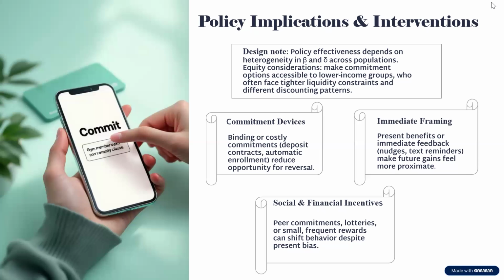Even if you don't want to go, but they are giving lotteries or small gifts and rewards, or there is peer pressure from society, you will feel like you have to go. So that's how social and financial incentives work. Meanwhile, with commitment devices, you can bind yourself to commitments like a contract, or an automatic enrollment in the gym on your mobile. And lastly, immediate framing: present benefits or immediate feedback, like reminders from your friends or peers, to make future gains feel more proximate.